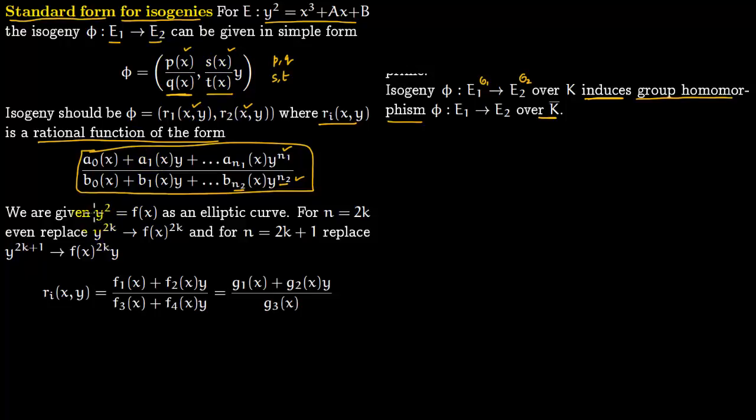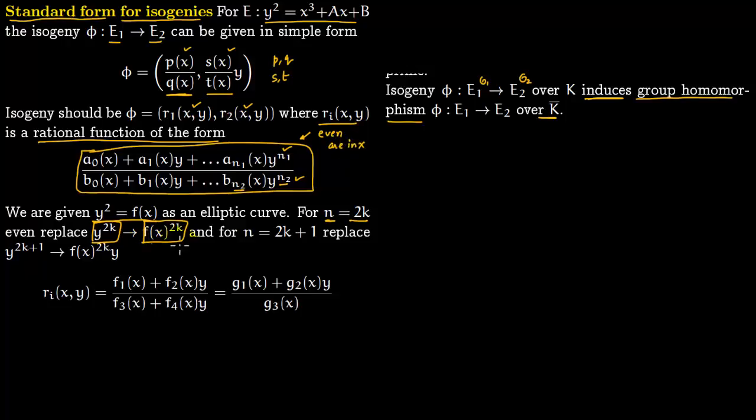Obviously we are given an elliptic curve like this: y square is equal to f of x. If y square is of the form f of x, then wherever you see y square, you start plugging in f of x. So for an even n equal to 2k, you can replace y to the power of 2k with f(x) to the power of k. So every even term here is replaced by a function of x. All the even terms are just functions of x.